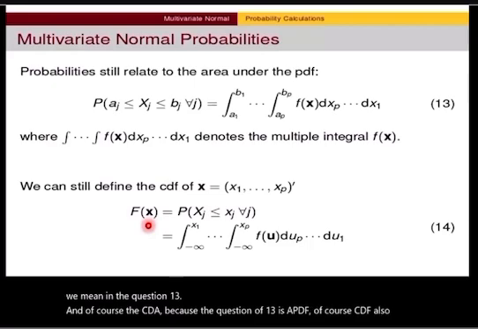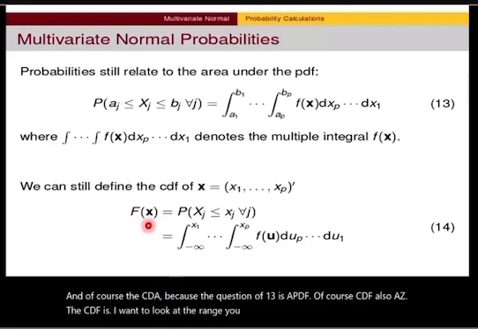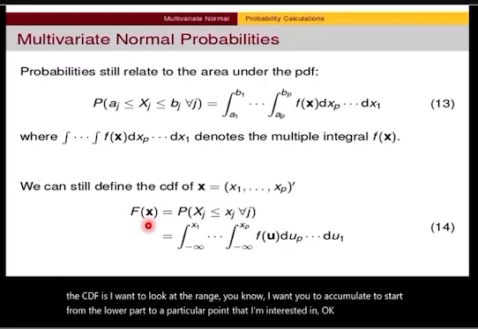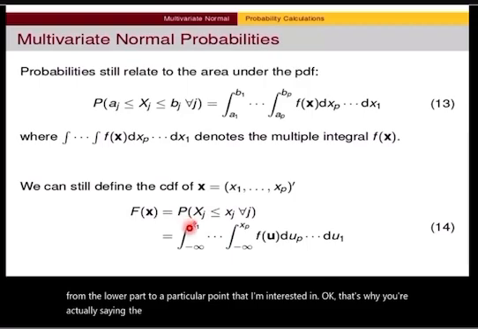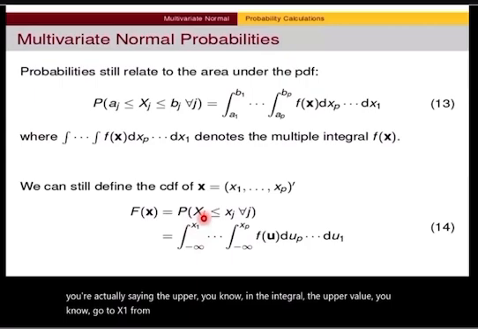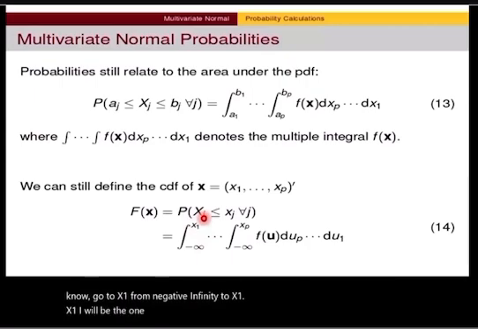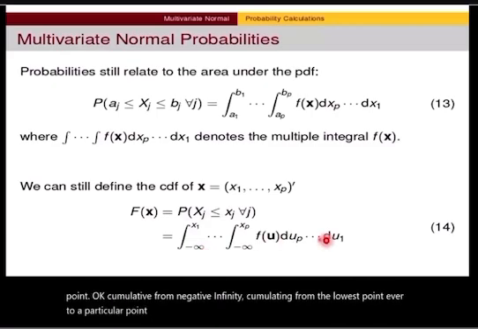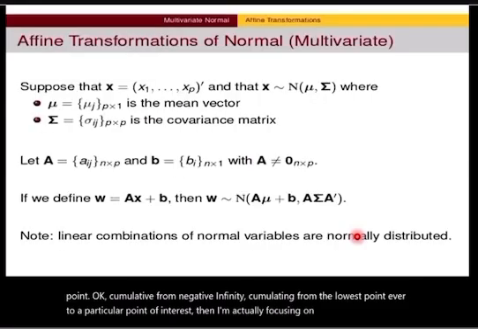For the CDF, I want to look at the range, I want it to accumulate, to start from the lower part to a particular point that I'm interested in. That's why you're seeing in the integral the upper value go to x1, from negative infinity to x1. X1, I will be the one that determines that. I want it to stop at a particular point, cumulating from negative infinity, from the lowest point ever to a particular point of interest. Then I'm focusing on the cumulative distribution function.